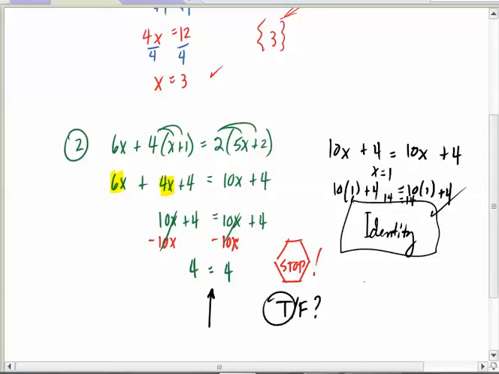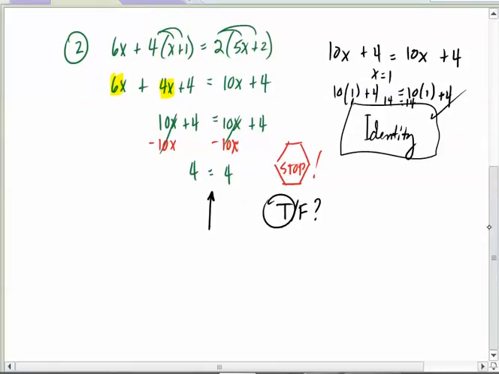Can I list all the values? Can I put them in a solution set? No. If I wanted to list them in a solution set, I would have to say all real numbers, right? Because it's an identity, I could say all real numbers, because everything works for x.